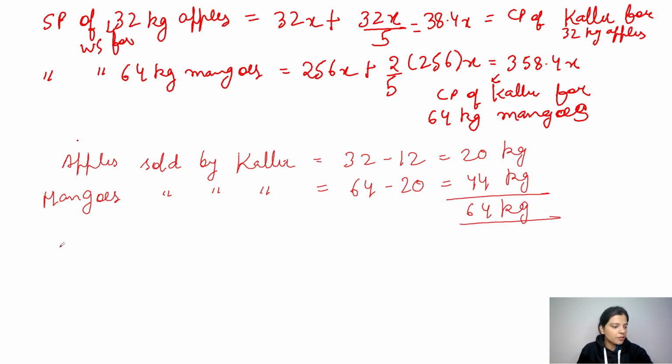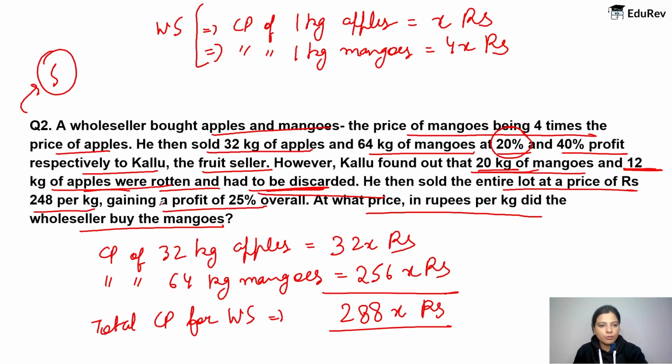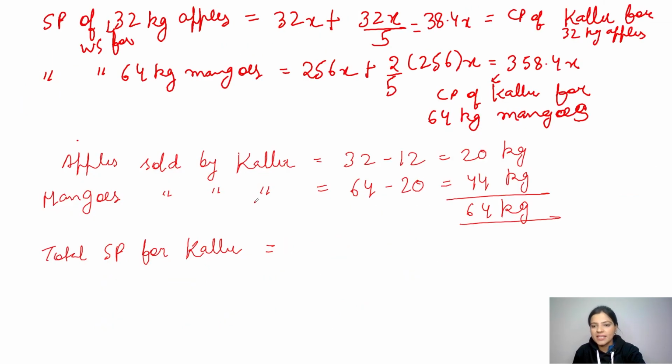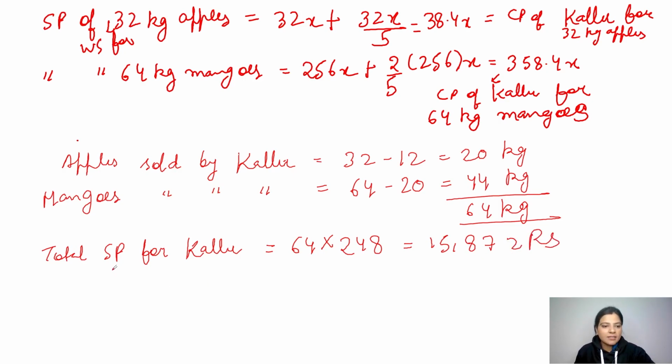So now what will be the total SP for Kalu? If you read the line carefully, now rather than selling apples and mangoes separately, he sold the entire lot at a price of 248 per kg. So he mixed the apples and mangoes, and now he's selling the whole 64 kg as a lot. So his selling price will be 64 into 248. That will be 15,872 rupees. So that is the total SP.